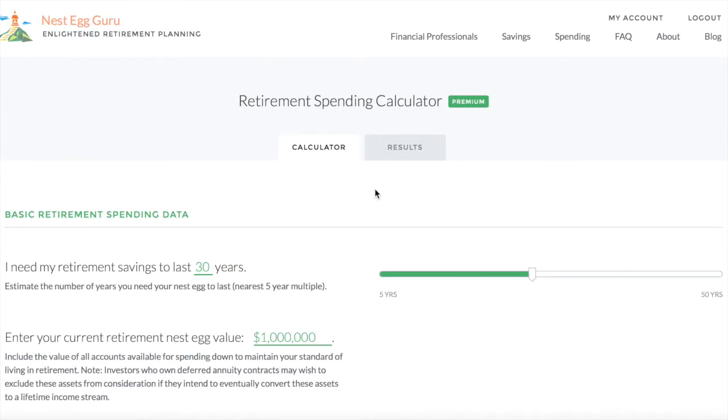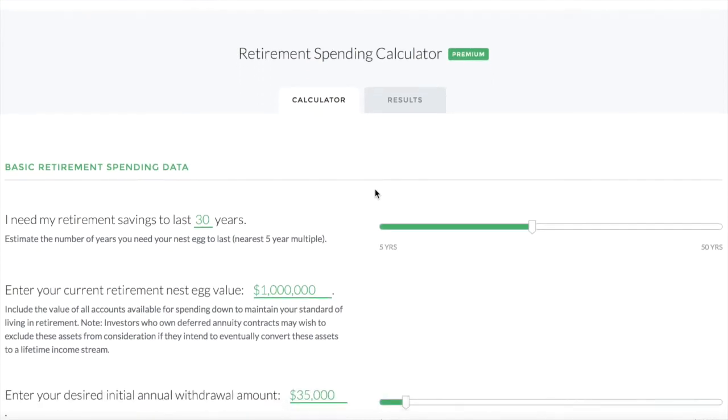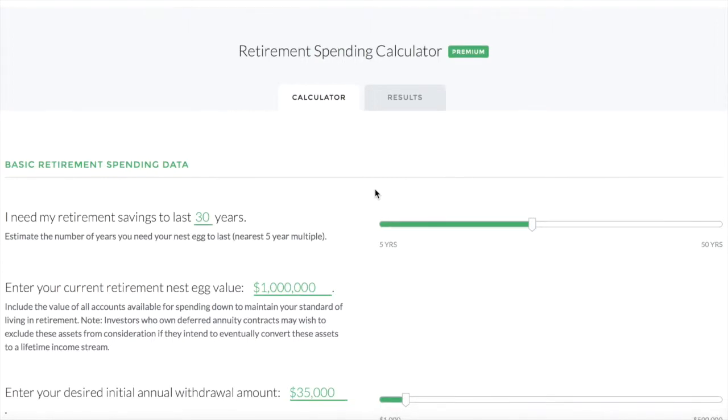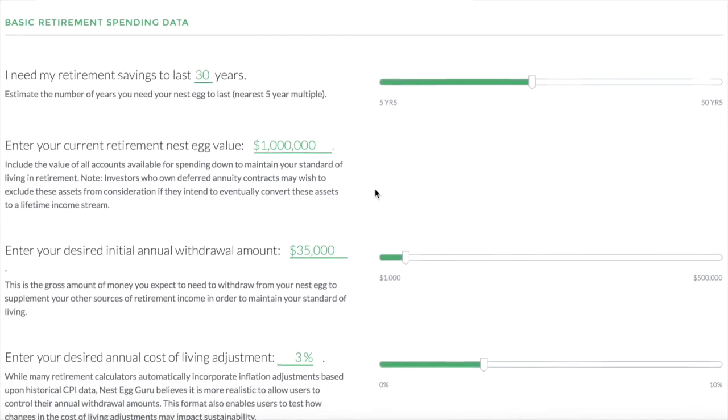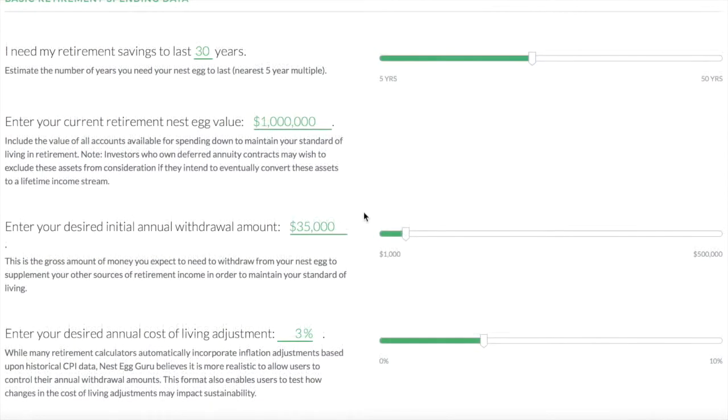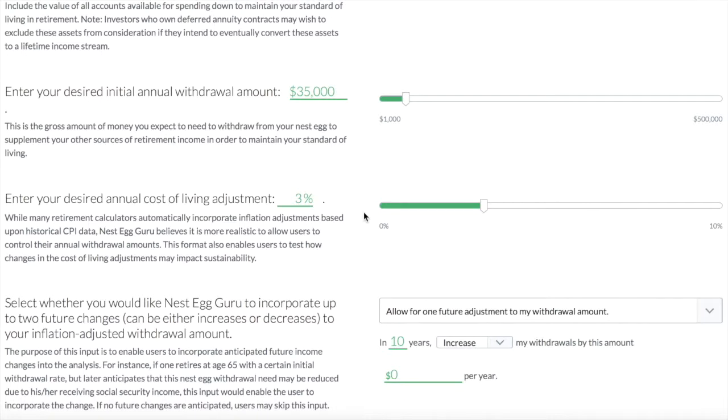To get started with today's tutorial, let's run Nest Egg Guru's retirement spending calculator with a scenario that approximates a maximum safe withdrawal rate over a 30-year retirement time horizon. As you can see, I have pre-populated Nest Egg Guru to illustrate an initial retirement nest egg of $1 million with a $35,000 initial withdrawal amount that is adjusted at 3% per year for inflation. Although Nest Egg Guru permits users to account for future anticipated increases or decreases in portfolio withdrawals, in this analysis, we will assume no further withdrawal changes beyond inflation adjustments.